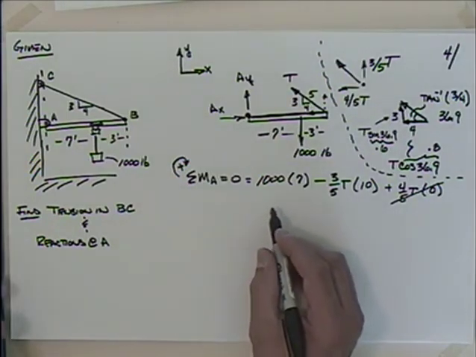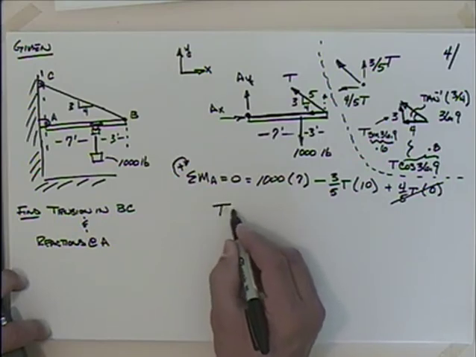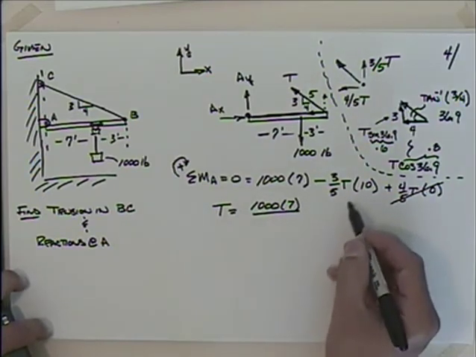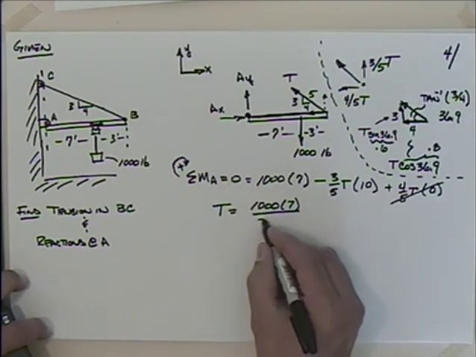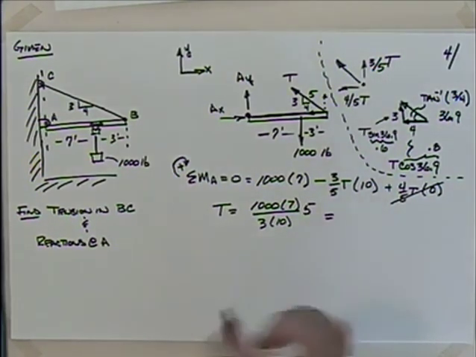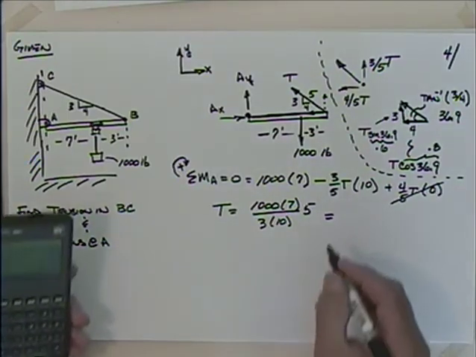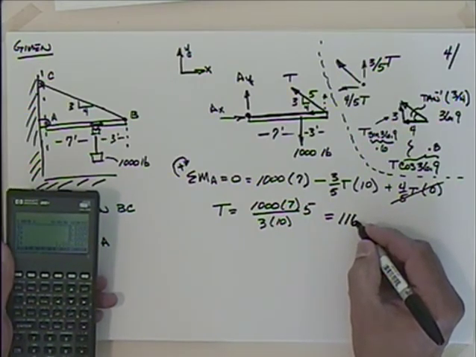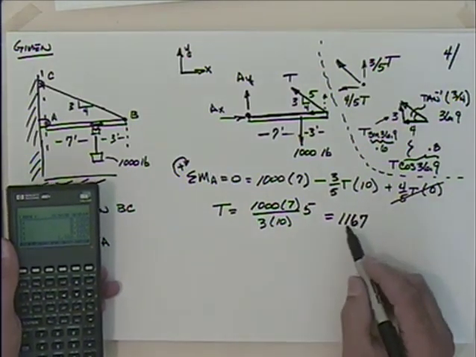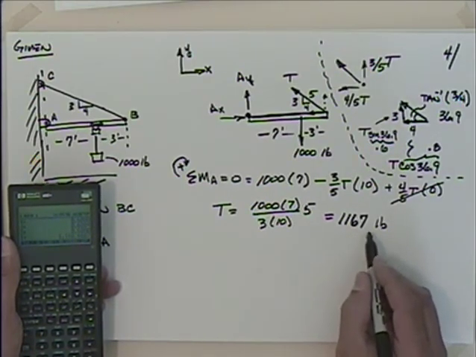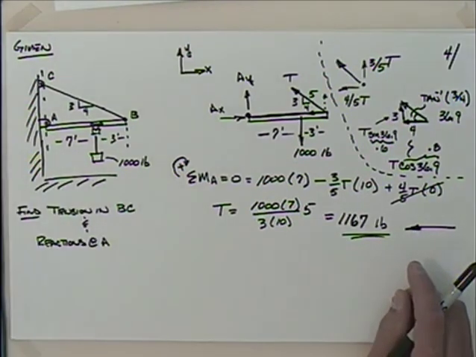So you go through the solution of t here. What do you have solving for this equation? You have t is equal to 1,000 times 7 divided by, this would go to the other side, 3 times 10, and multiply this thing by 5. That gives 1,167. So I should probably just call this 1,170, but I'll leave it like that so you kind of see where the numbers came from. I've got one too many significant figures. We normally stick with 3 significant figures. So that's the tension there, 1,167.